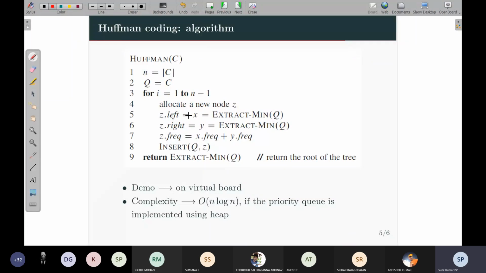So our objective was to generate code words depending on the frequency, that is, prefix codes. Huffman coding was one of such methods, and we designed an algorithm for that, and we demonstrated that algorithm, and we analyzed the complexity, and that is big O of n log n. So this is all about the design and analysis of another algorithm.